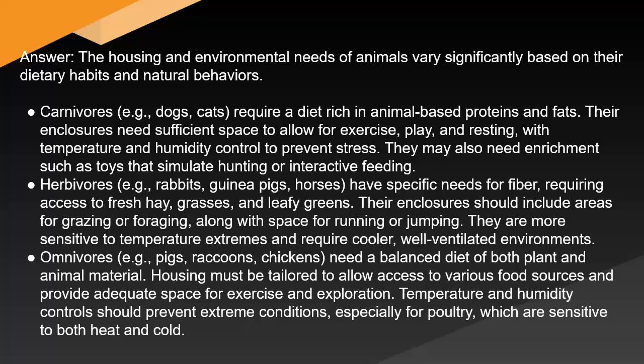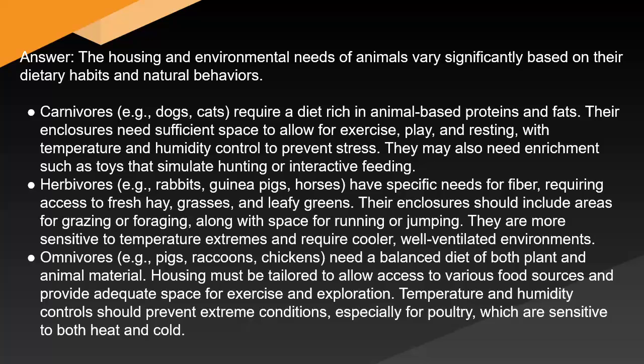Herbivores, e.g., rabbits, guinea pigs, horses, have specific needs for fiber, requiring access to fresh hay, grasses, and leafy greens. Their enclosures should include areas for grazing or foraging, along with space for running or jumping. They are more sensitive to temperature extremes and require cooler, well-ventilated environments.